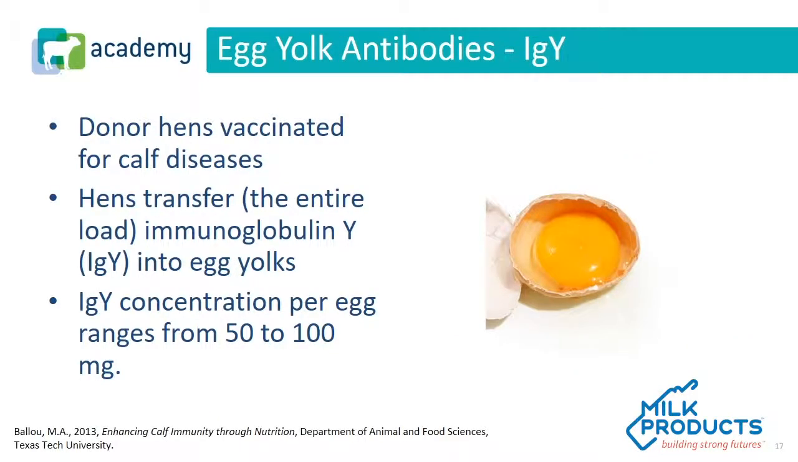Another source of antibodies for calf milk replacers is egg yolk antibodies, or IgY. To obtain these products, this antibody source requires that donor hens be vaccinated for calf diseases: E. coli, salmonella, coronavirus, rotavirus, and the hen transfers the entire antibody load, immunoglobulin Y, or IgY, into the egg yolks. The egg yolks will contain a concentration per egg from 50 to 100 milligrams of globulin protein.